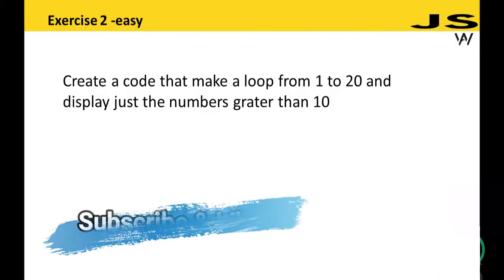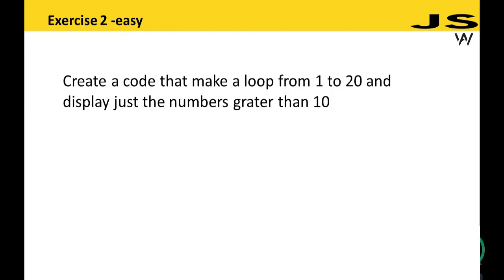Okay, we'll do just a simple exercise about loops. Create a code that makes a loop from 1 to 20 and displays just the numbers greater than 10. Very easy loop, so we're going to do this example. The output that should be in the result is 10, 11, 12 until 20. So we will not display the numbers 1, 2, 3, 4, 5.